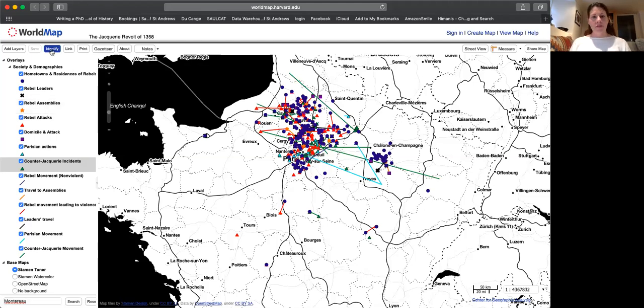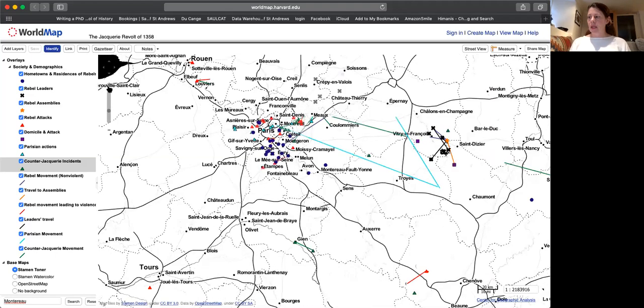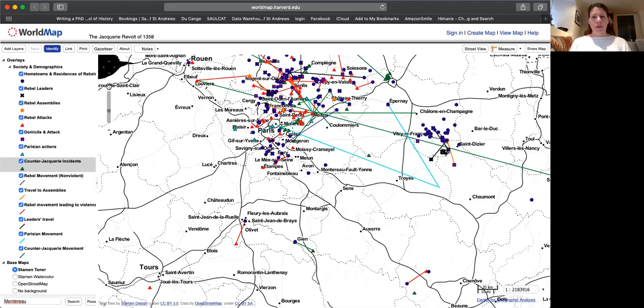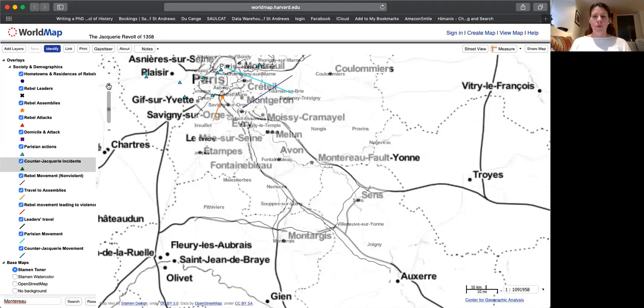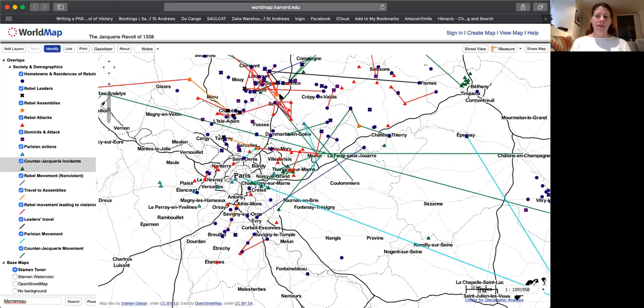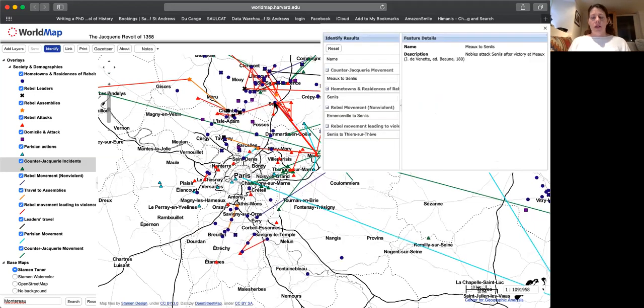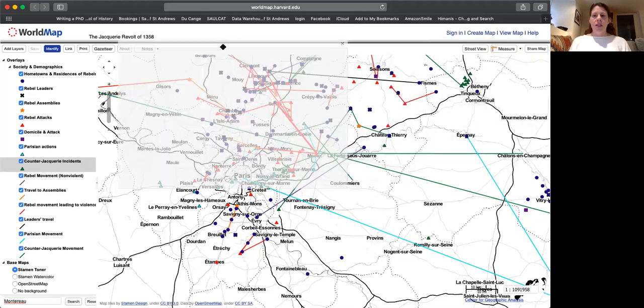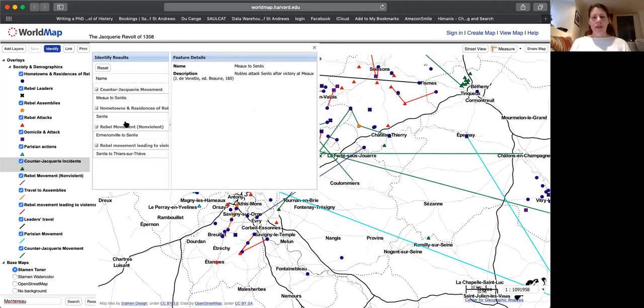If you click on the Identify button here, and then click on a particular location, that will bring up information about that location. So we're going to do that now for the city of Senlis, which is just north of Paris here. And when you click on a location, on the left, you can see the different layers that location was involved in. And on the right, you see the sources for it and sometimes some information about what happened there.